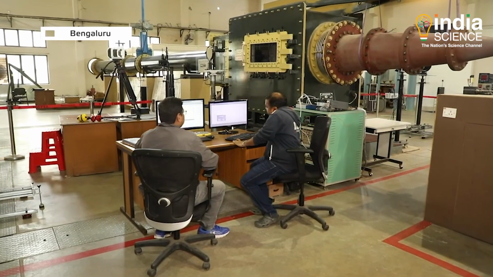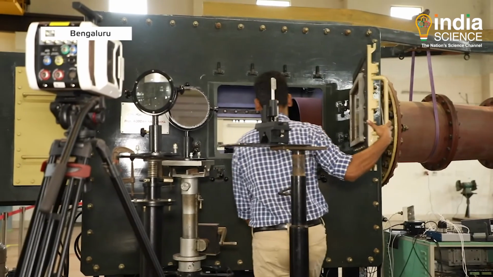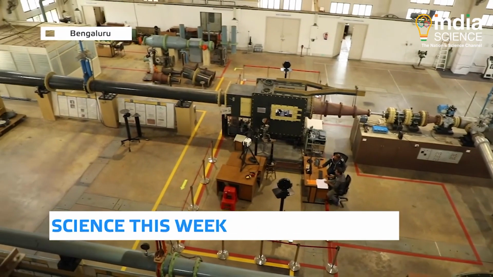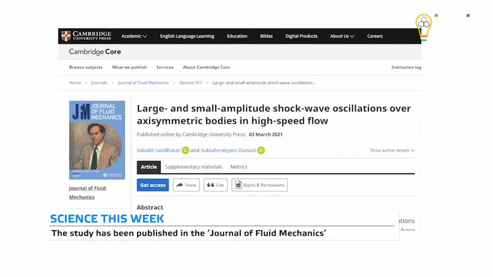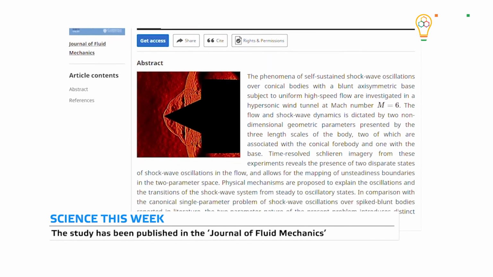According to the researchers, this class of problems involving shock wave pulsations or oscillations with 2 controlling parameters is reported for the first time. The study has featured in the Journal of Fluid Mechanics published by Cambridge University Press.